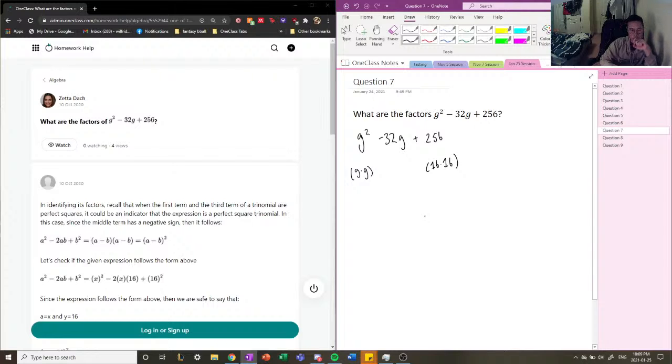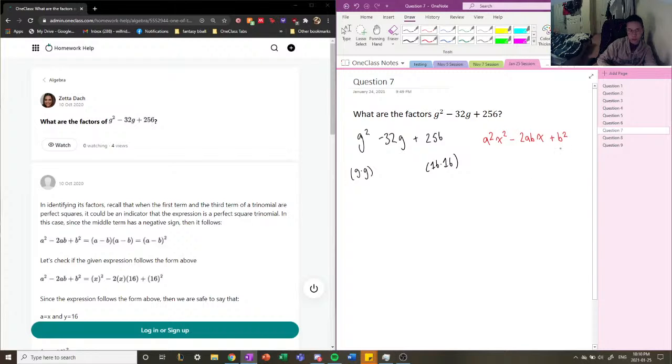So here's a pattern that you want to notice. When you notice that your first and third term are perfect squares, then you might have a factoring question that is a perfect square trinomial. A perfect square trinomial takes the form a squared x squared minus 2abx plus b squared. This is the form that a perfect square trinomial takes, where the first term is a perfect square and the last term is a perfect square.